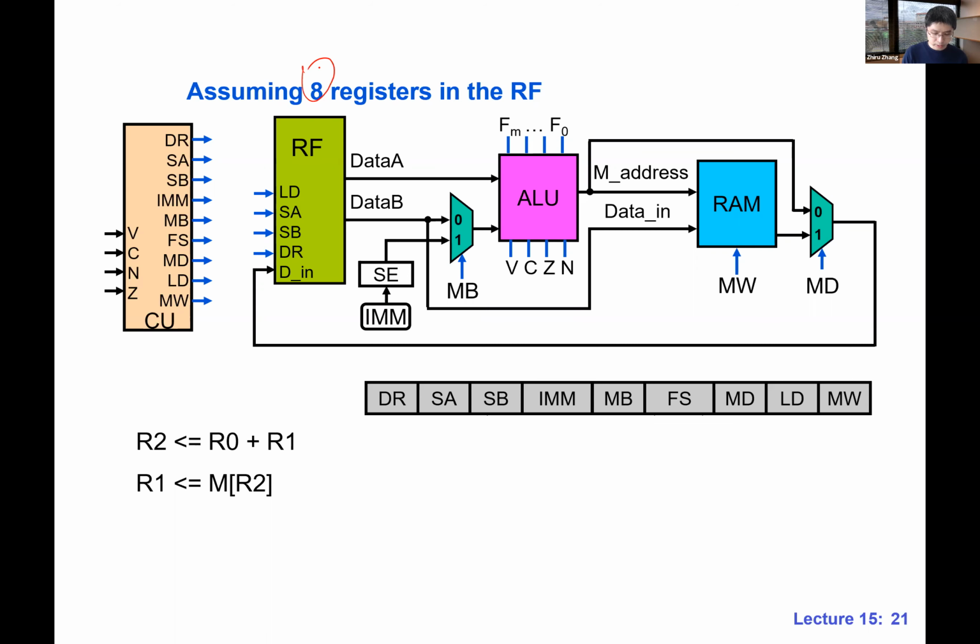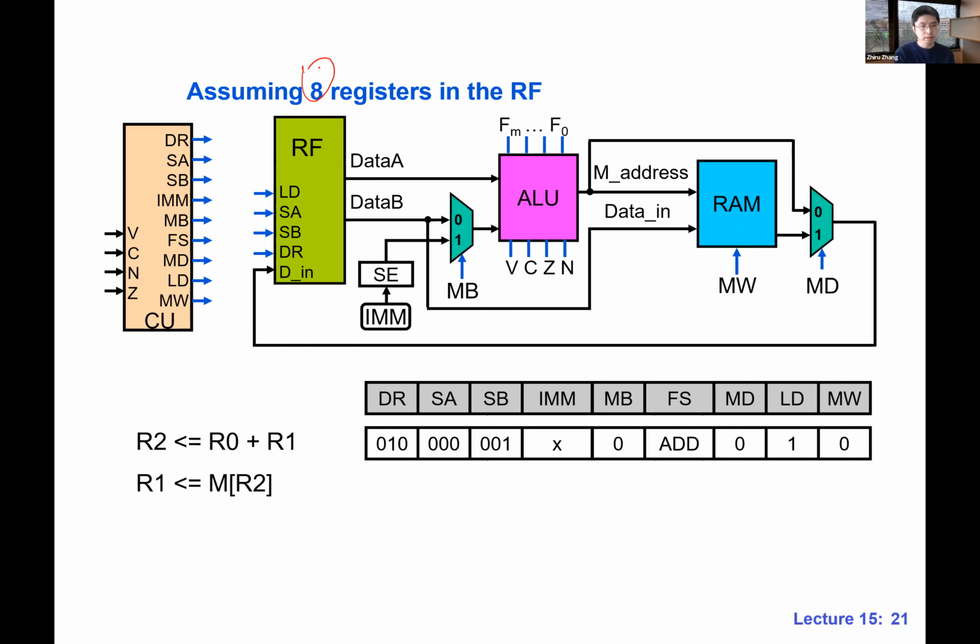So first, let's look at this instruction again. There's a simple addition. Hopefully you guys are already familiar with this. This is the corresponding control word. Since this is really an ALU instruction, we do need both SA and SB. We need to specify R0, R1. We assume that we have 8 registers, that's why we have 3 bits for each register address. All of this should be fairly straightforward. And we do want to take this pass, so in this case, MB should be 0.